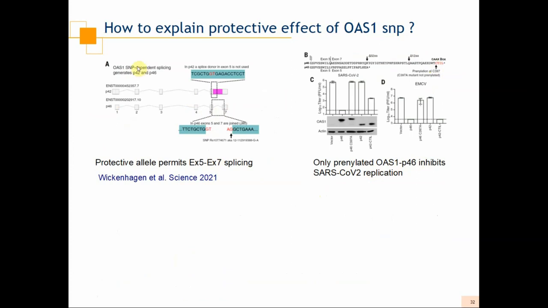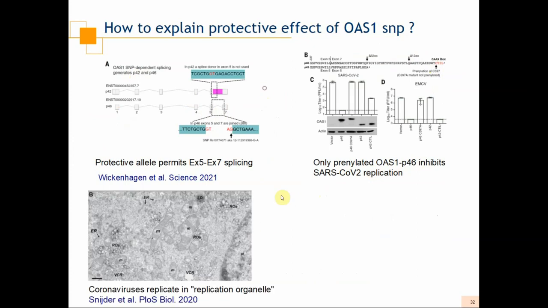Whereas the risk allele, the P42 form, isn't prenylated, it's just going to float around free in the cytosol. So why is this important?